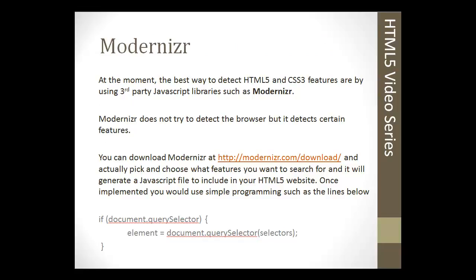And that brings us to third-party JavaScript libraries like Modernizr. Modernizr doesn't try to detect the browser, it detects the actual function or method or property. We could test for the canvas object, we could test for drag and drop, obviously, which we will be doing in the programming part of this section. And it's a much simpler code.